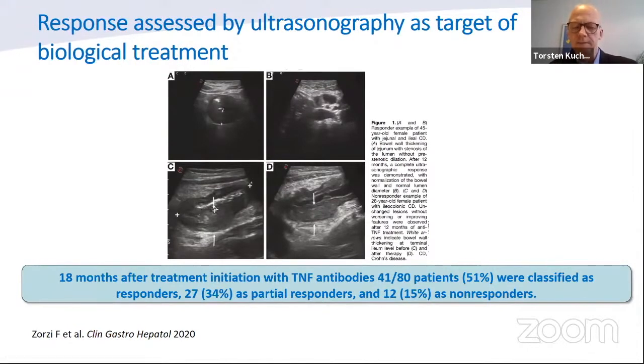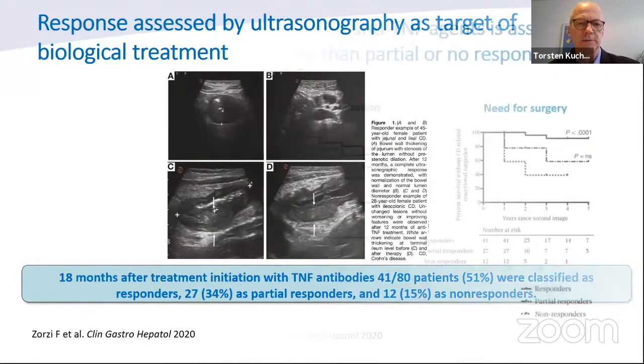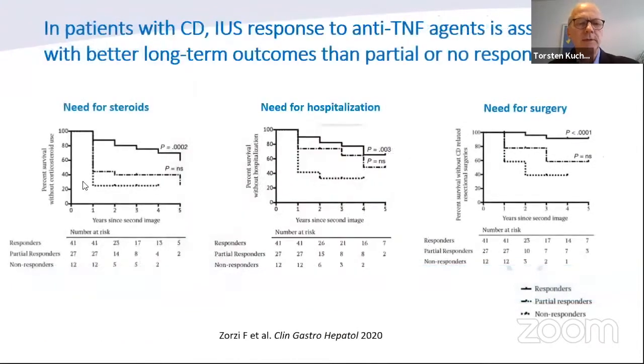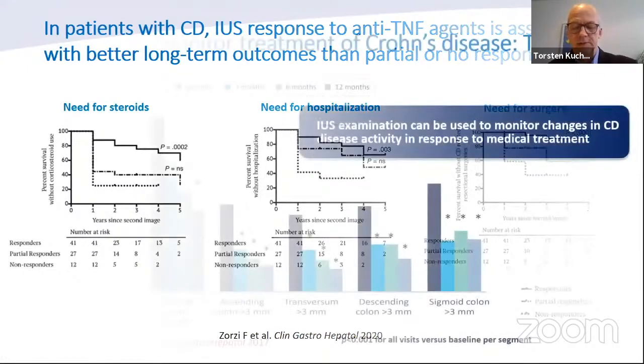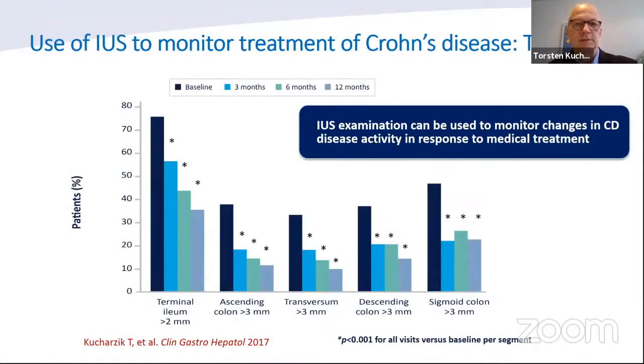And then they followed up those patients for another 5 years. And what you see is that these patients who have transmural healing have much lower need for steroids. The need for hospitalization is lower and the need for surgery is much lower compared to those who have no healing or only partial healing. So transmural healing seems to be a very nice parameter to look at in patients with Crohn's disease as a nice predictor. So can we use intestinal ultrasound to monitor our patients?